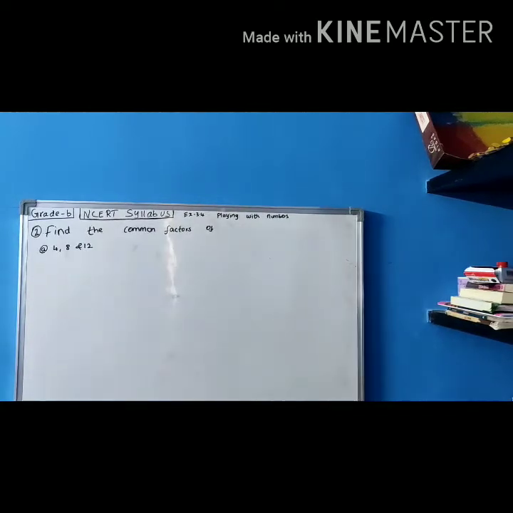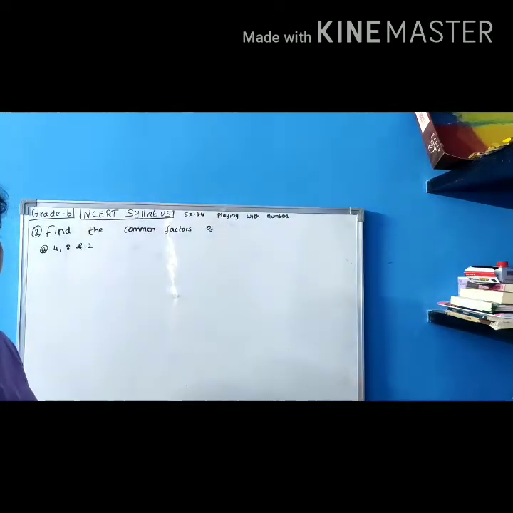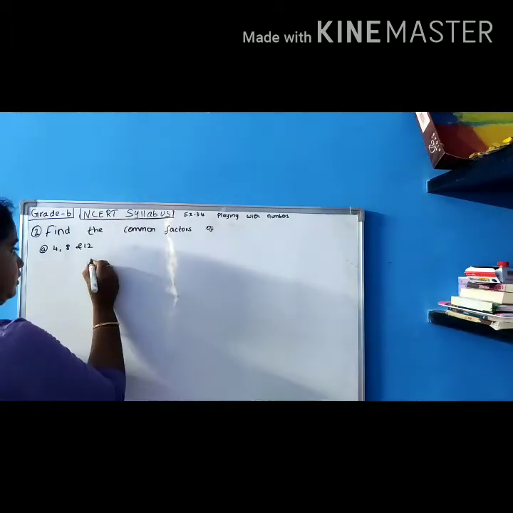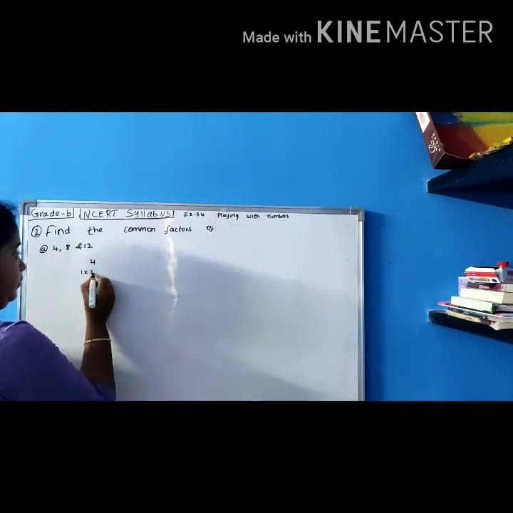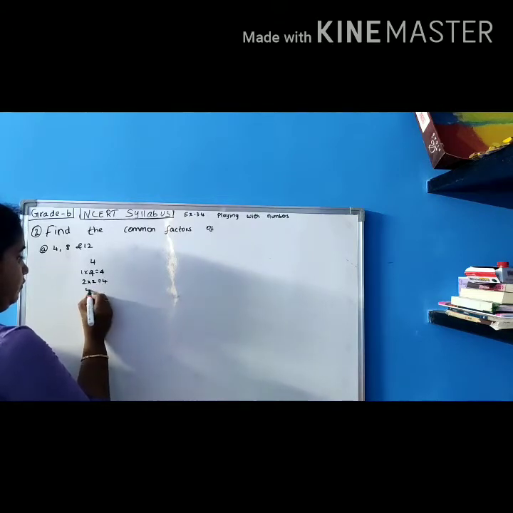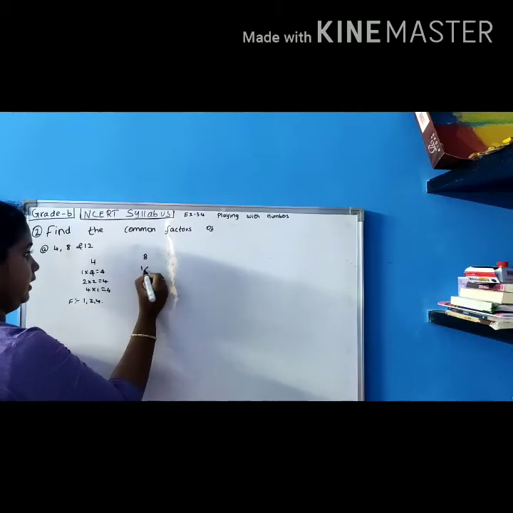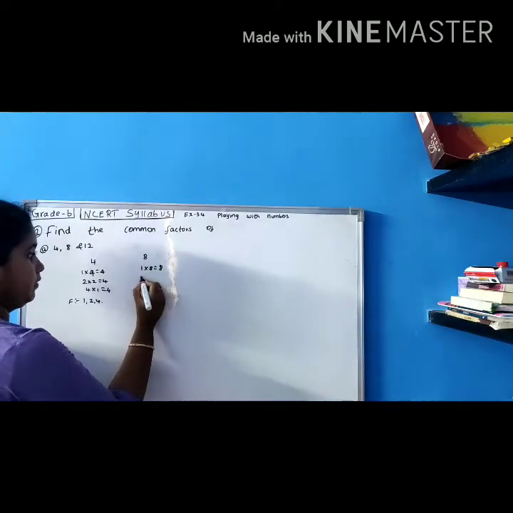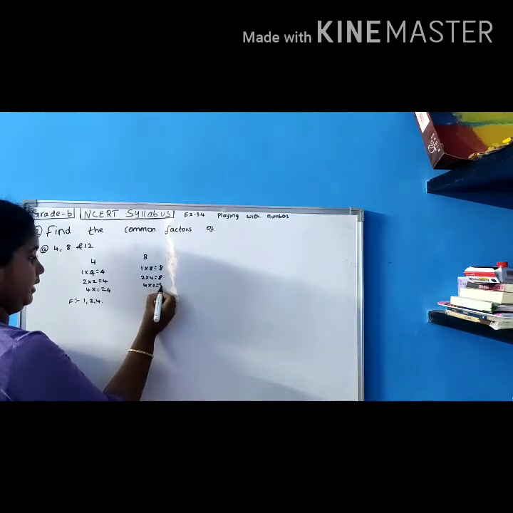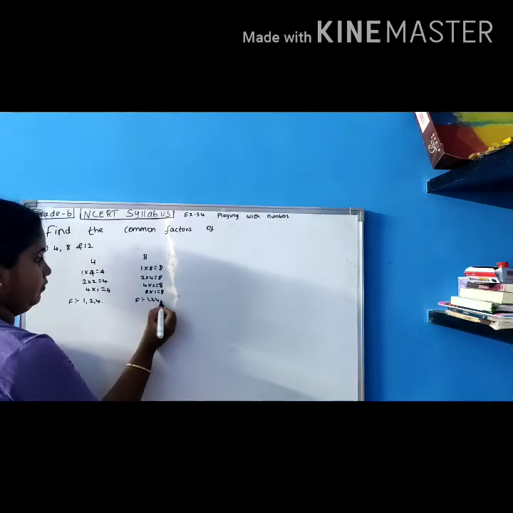The next sum is also to find the common factors, but here they gave 3 numbers. So it is very easy numbers. 4. So 1 into 4 is 4, 2 into 2 is 4, 4 into 1 is 4. So that's all. Factors 1, 2, 4. For 8 you write 1 into 8 is 8, 2 into 4 is 8, 4 into 2 is 8, 8 into 1 is 8. So factors 1, 2, 4, 8.